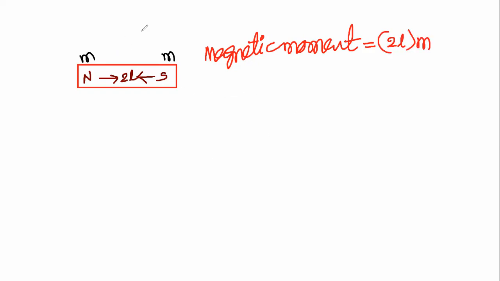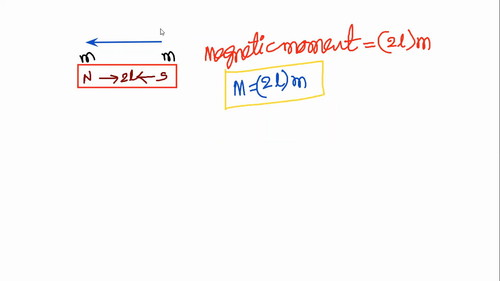This magnetic moment is a vector quantity. Direction of the magnetic moment is from the South Pole to North Pole. It is 2L into m: length of the magnet into any one of the pole strengths. The product of length of magnet and pole strength is called magnetic moment. Its unit is ampere meter square.